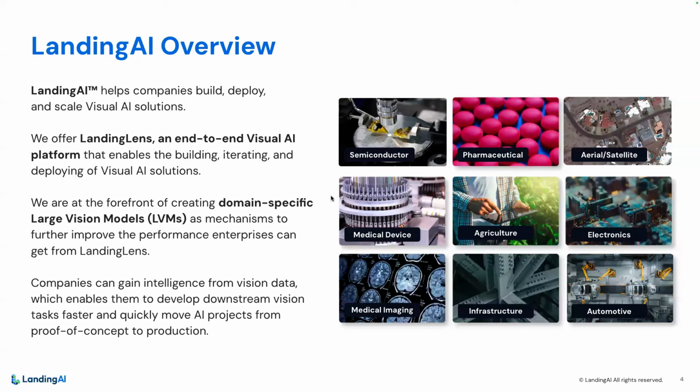So just briefly, our goal really is to help companies build, deploy, and scale visual AI solutions. And we do that primarily, though with other very compelling technology like our LVMs, we do that primarily through LandingLens. This is our end-to-end platform that really accelerates the process. Though it's made to be easy to use, it's a very complex and comprehensive platform that serves a wide range of different industries, such as the semiconductor space or the automotive space. But we're seeing increasing adoption in areas like agriculture and medical imaging. And then, of course, the application we're going to focus on today, which is infrastructure inspection.